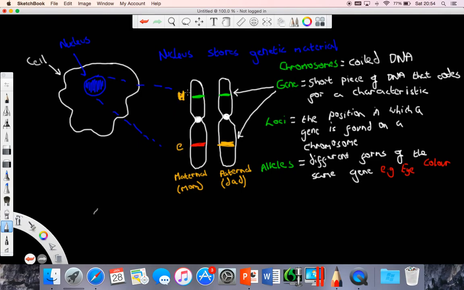Whereas the hair colour may be blonde from both. These two alleles, these two genes, code for blonde hair. Because they're found at the same loci, they're the same gene, so they're the same gene for hair colour. These genes are found at the same loci, again on the same chromosomes, but these code for eye colour, and they are different. Therefore, they are alleles of each other. They are different forms of the same gene. We've got blue eyes and we've got brown eyes. Okay?